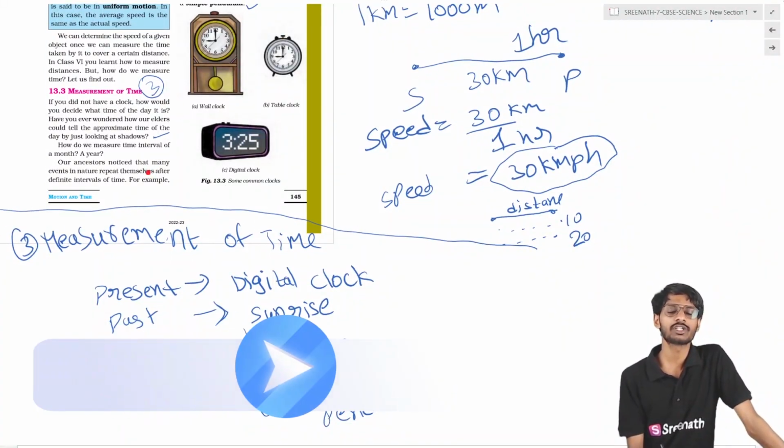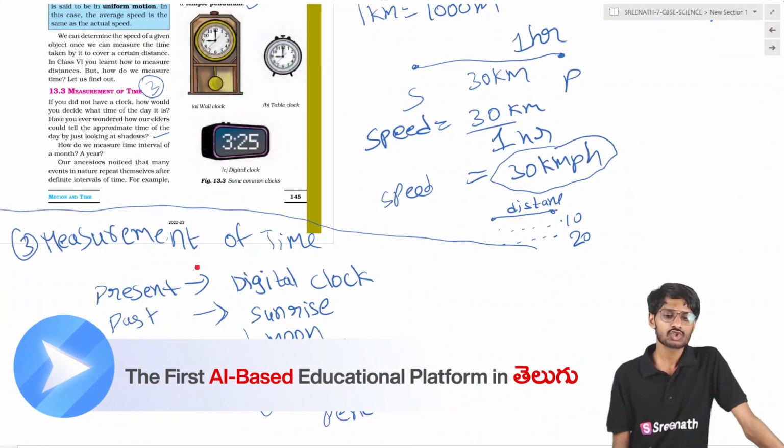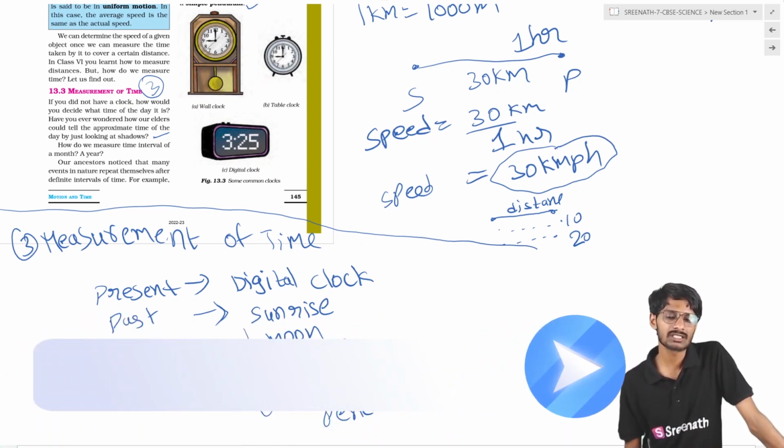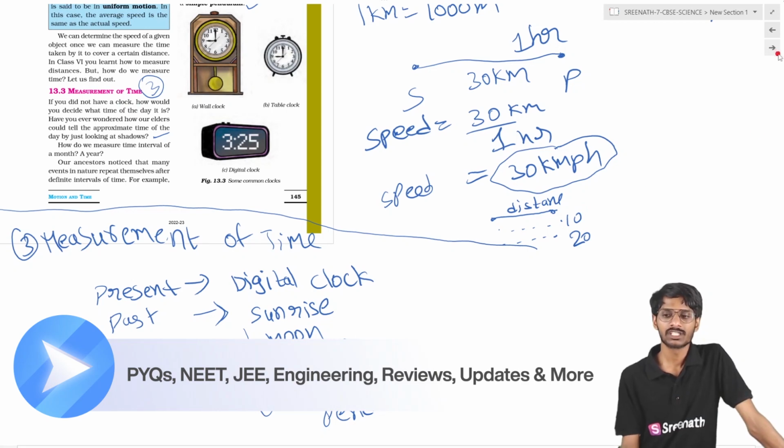Next is the measurement of time. How do we measure time? In the present generation we have table clocks, wall clocks, digital clocks like that, but in olden days our ancestors used sunrise, moon, shadows, sand clocks, water clocks and pendulum clocks to measure the time, students.